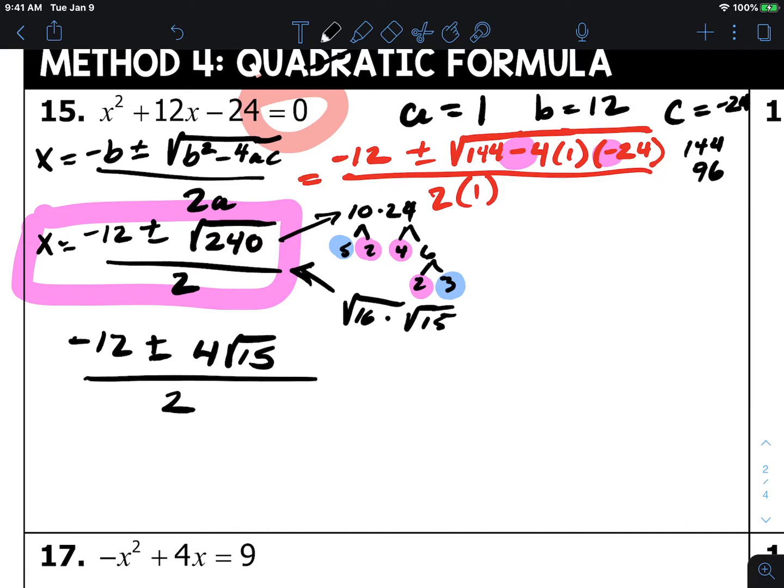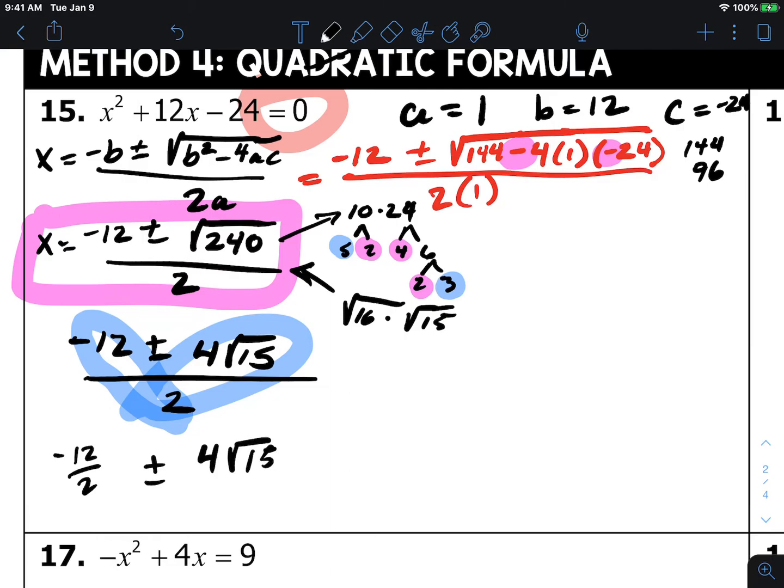No, not done. Why? Remember what we do? We're going to divorce the family. The fraction is going to get divorced. What? Yes, we're breaking it up. Negative 12 divided by 2 plus or minus 4 radical 15 over 2. All right, that's going to change to negative 6 plus or minus 2 radical 15.